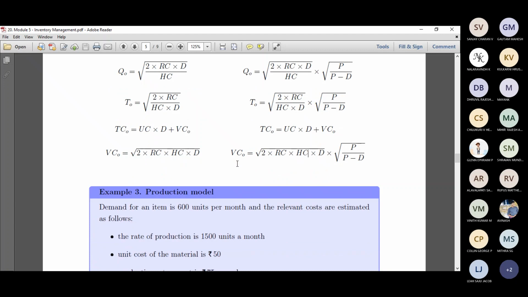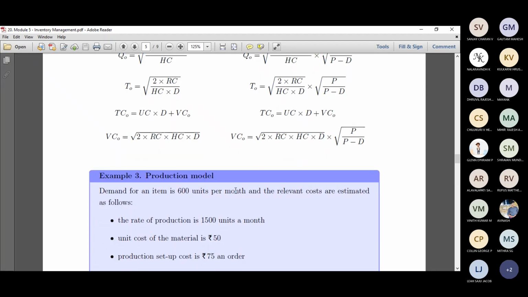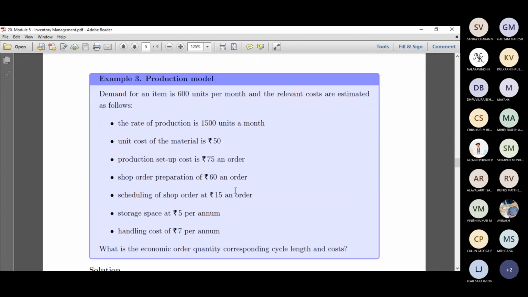So we'll take a look at this because production model is a very interesting thing, which you should know as a person involved in engineering, especially mechanical engineering or production sector. So this is the important problem. So we'll take a look at that in detail.